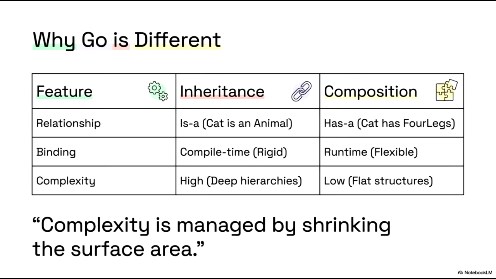This is built on has-a relationships, such as a cat having 4 legs. Because this binding occurs at runtime, it offers significantly more flexibility. This approach keeps complexity low by maintaining flat structures rather than convoluted trees. The core philosophy of the language is summarized by the idea that complexity is managed by shrinking the surface area. By avoiding the overhead of complex inheritance chains, Go allows developers to build systems that are simpler to reason about, easier to maintain, and more efficient to scale.